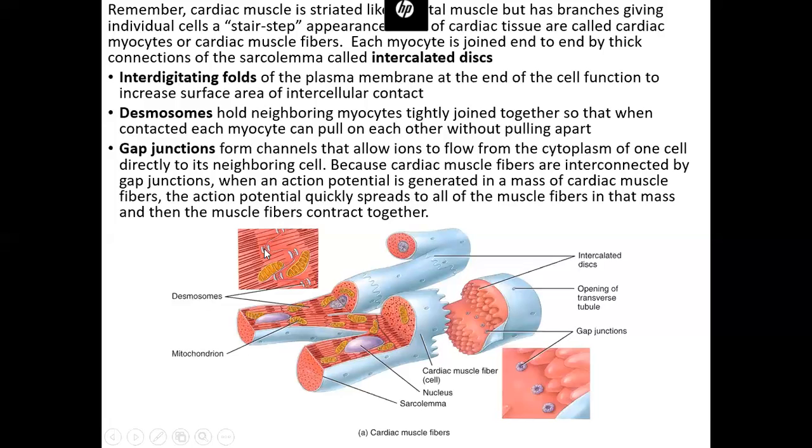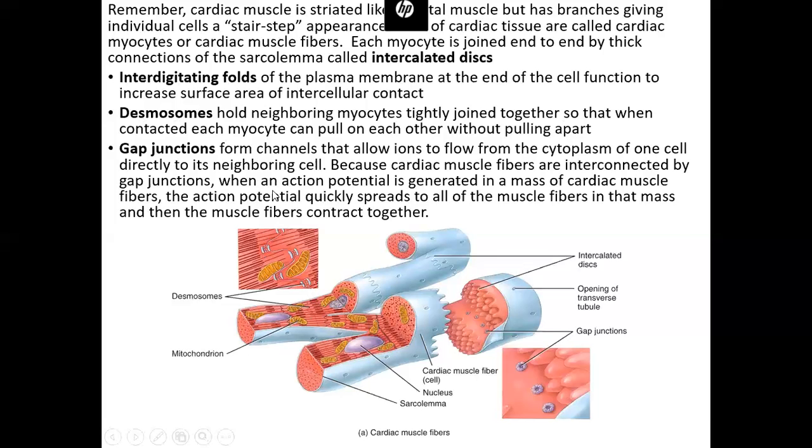And then also increasing the strength of connection between them are, I always think of them like welds that you performed to connect two pieces of metal together, these things called desmosomes. They're a form of cellular junction that is going to really tightly join those cells together, so that when the myocytes contract and pull, they work as a team instead of pulling apart.